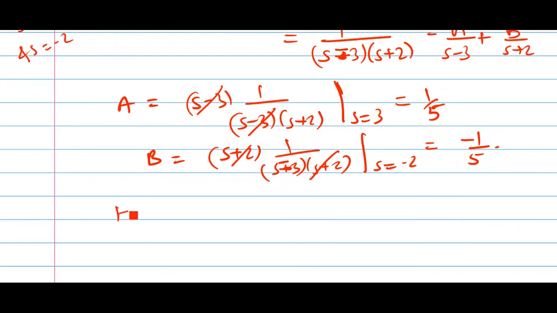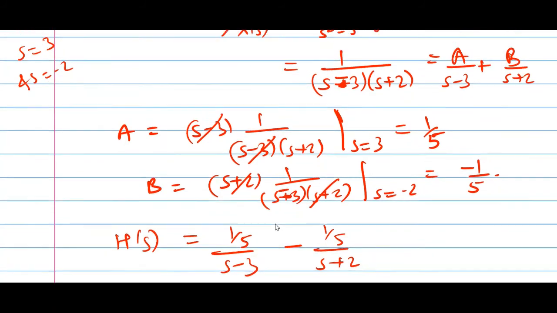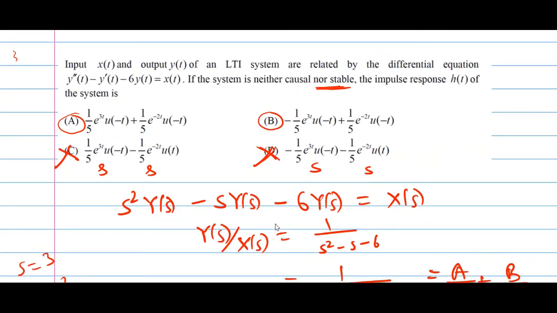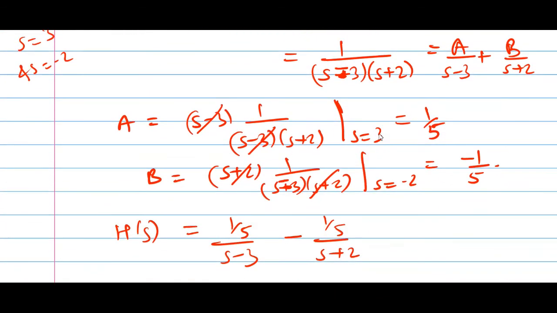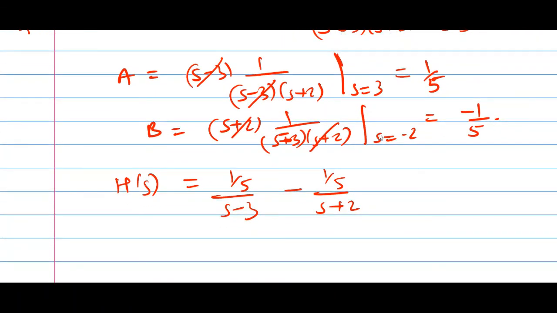So H of s is 1 by 5 (s minus 3) minus 1 by 5 (s plus 2). Now it is non-causal. Again, by looking at the options, both the options are u of minus t. So it is non-causal and not stable.